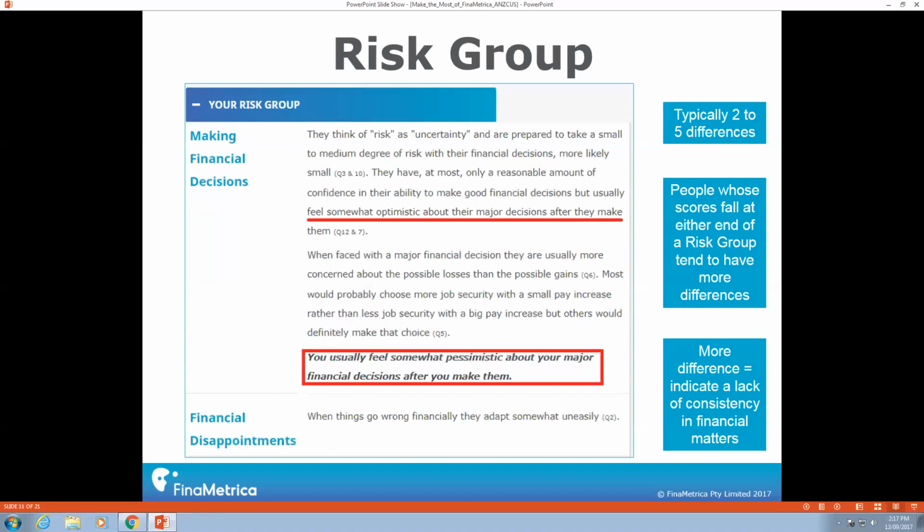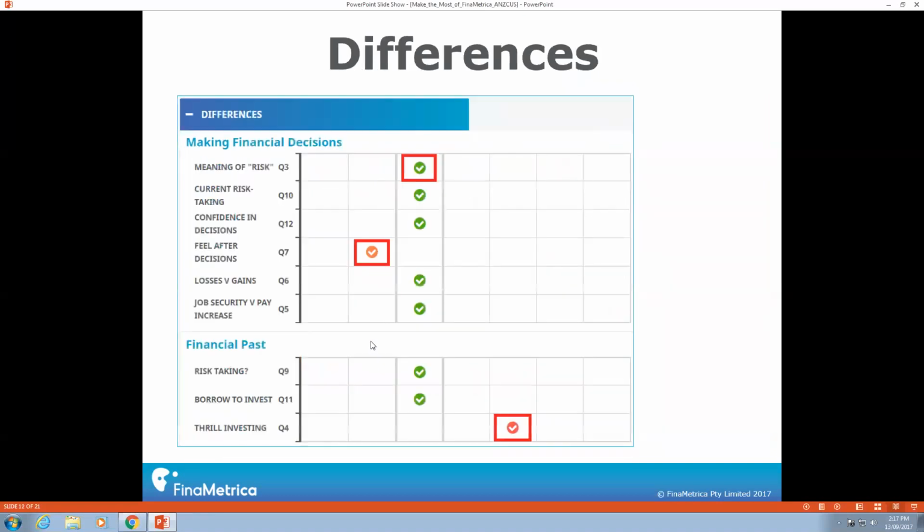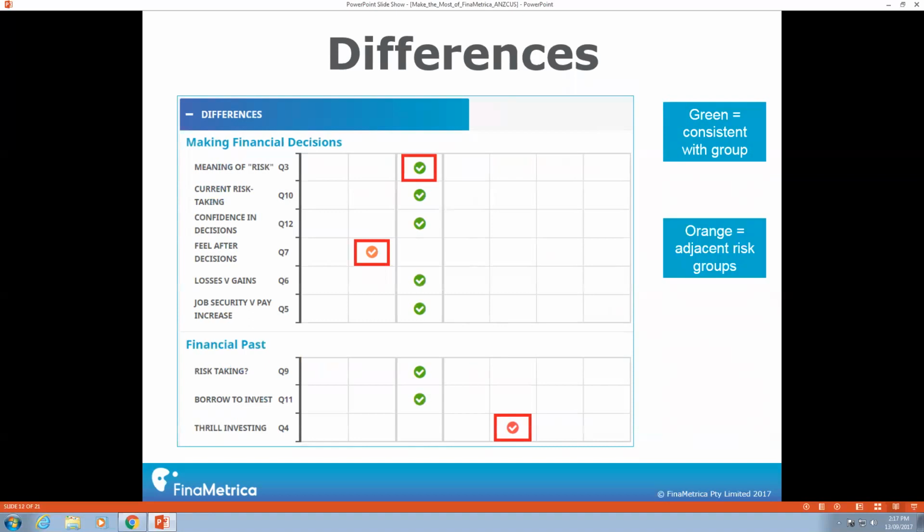The differences are also shown not only in the text of the risk group, but also as a table in the differences section. So here you can see that a green tick means that the answer provided is consistent with the risk group. An orange tick means that it is a difference that is adjacent to the risk group, and this is quite typical. And finally, a red tick indicates that the difference is actually 2 or more risk groups away.